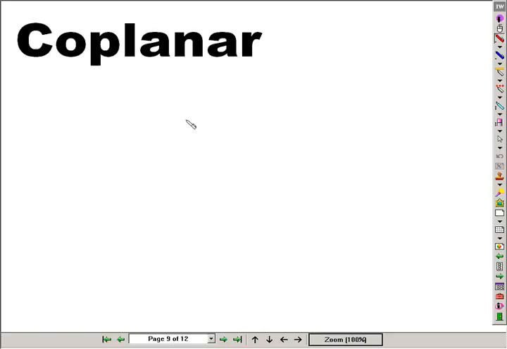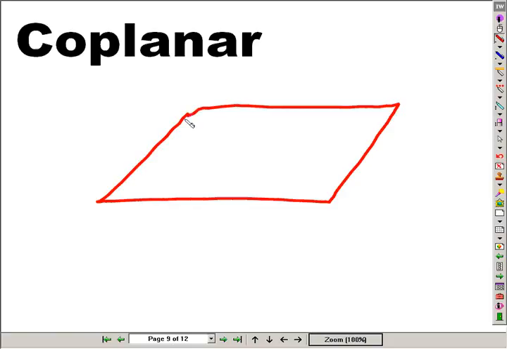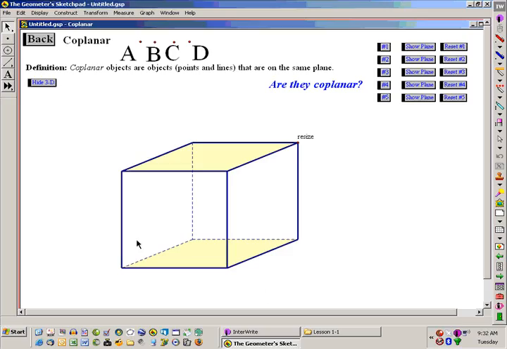Coplanar. Coplanar, just like collinear, means things that are on the same plane. So if I want to put things on the plane, here, points are on the same plane. Or perhaps even lines and points are on this plane. But if I have multiple planes, that can be a little more challenging. Let's look at the Sketchpad file that goes with this lesson.